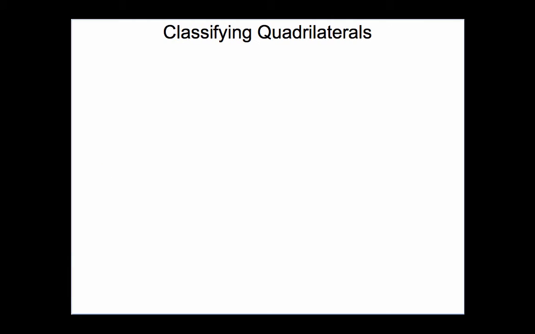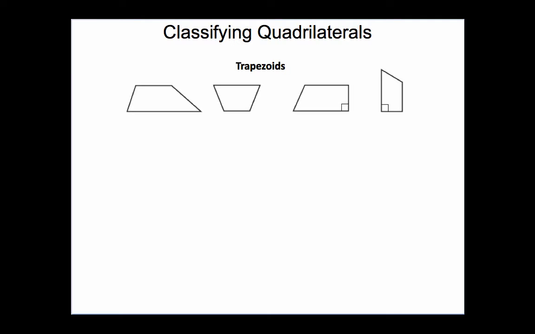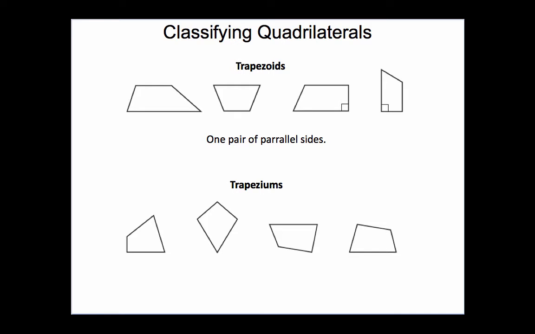The next basic group of quadrilaterals that we have are the trapezoids. Notice the trapezoids have only one pair of parallel sides, while the other sides are not parallel. We also have one other group called the trapeziums. Now notice that the trapeziums have no parallel sides. That is the big classification for them.